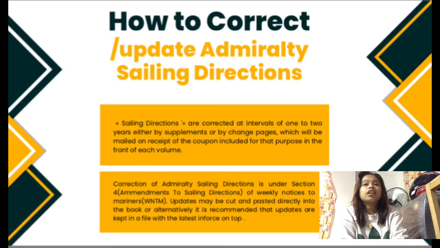First, how to correct or update Admiralty Sailing Directions. First, sailing directions are corrected at intervals of 1 to 2 years, either by supplements or by change pages, which will be mailed on receipt of the coupon included for that purpose in the front of each volume.